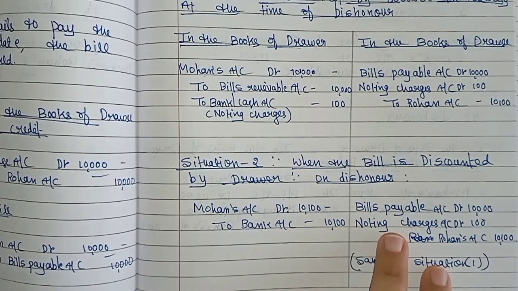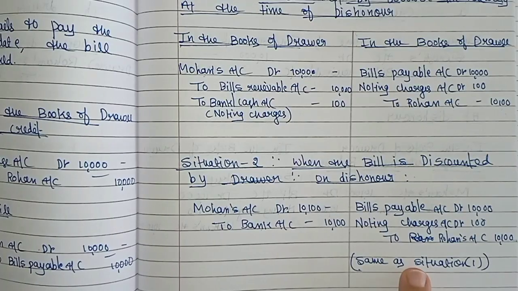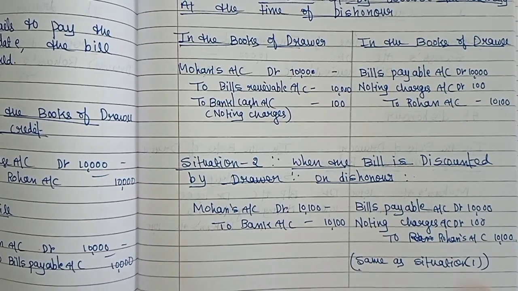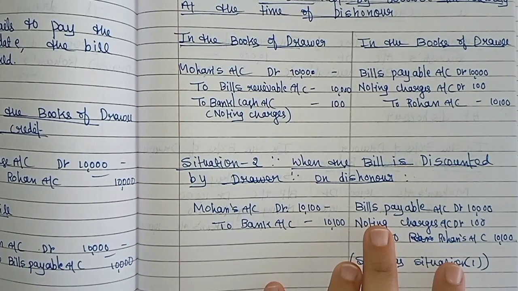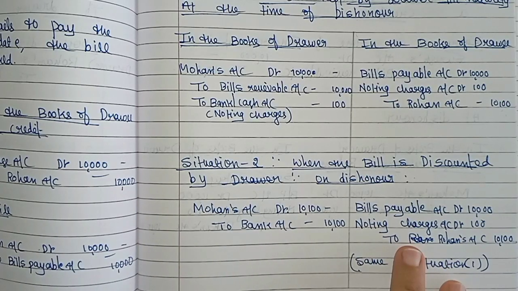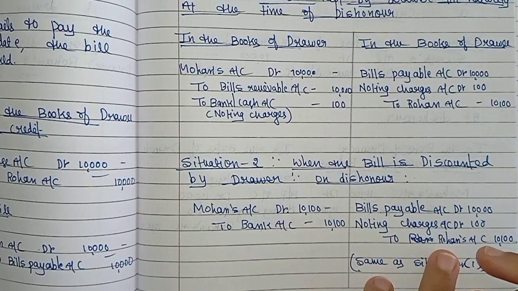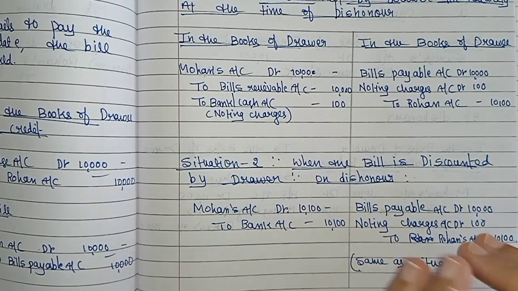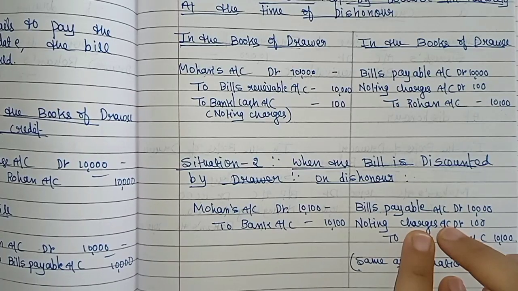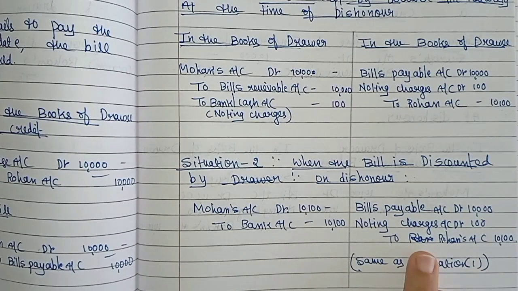Bills payable account debtor, noting charges account debtor to Rohan's account means same as situation 1. So in the books of drawee, there is no change in the journal entry. It becomes the same. Rohan becomes the creditor again. Mohan owes him the bill amount plus noting charges, so credit Rohan's account.